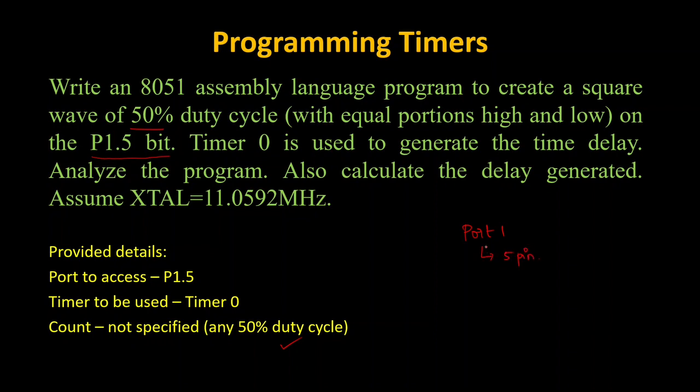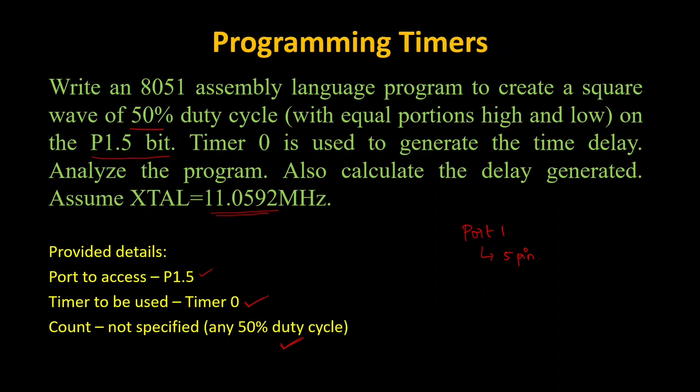I have to get this square wave, and after that timer 0 has to be used. So the timer to be used is going to be timer 0, and also calculate the delay generated. The crystal oscillator frequency is going to be 11.0592. We have already seen these things, right? So 1.5 has to be taken, and after that timer 0 has to be used, and it should have a 50% duty cycle, which means if you are going to create a square wave, it is going to have a 50% duty cycle. That is going to be fixed.